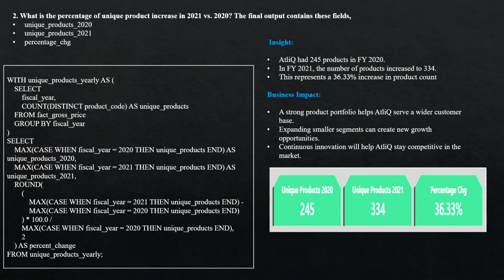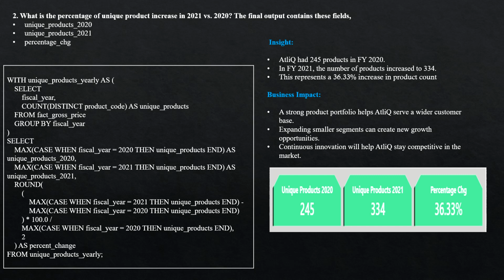Second request: what is the percentage of unique product increase in 2021 versus 2020? The final output contains these fields: unique products 2020, unique products 2021, and percentage change. I used the SQL query written here, and the insight is that AtliQ had 245 products in fiscal year 2020, and in fiscal year 2021 the number of products increased to 334. This represents a 36.33 percent increase in product count.